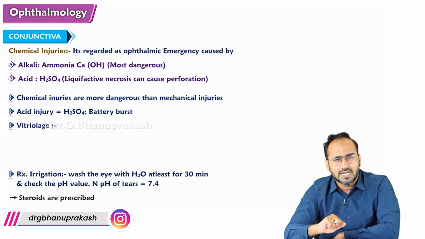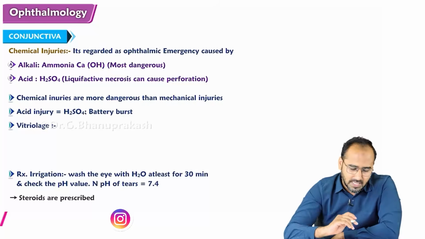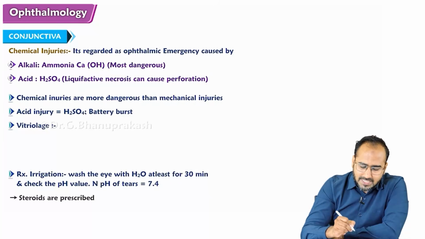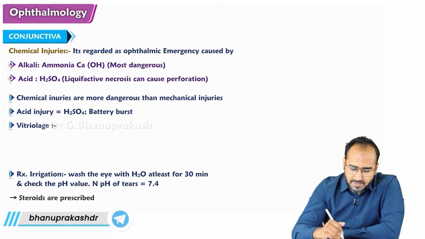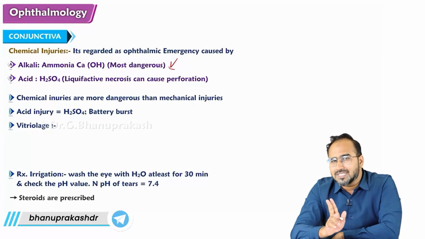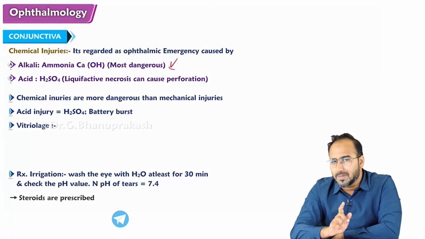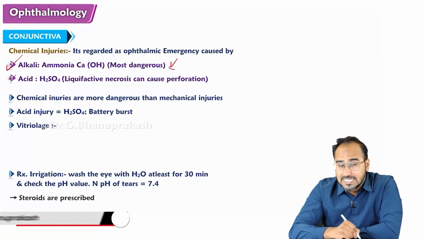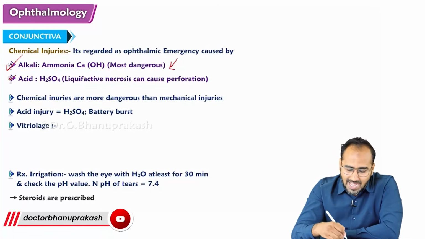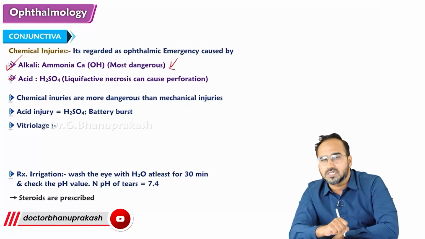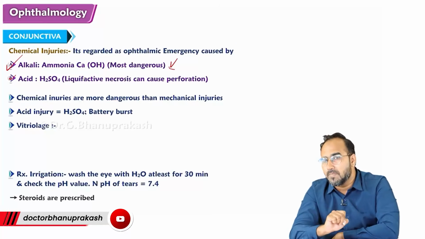Alkali injury, right? So remember, guys, we are discussing the chemical injuries of the eye. In chemical injuries, alkali such as ammonia or calcium hydroxide is the most dangerous. Remember, there are two chemicals that can cause injuries to the eye. One is the acid, the other is the alkali. In alkali, it is ammonia. In acid, it is sulfuric acid, which causes liquefactive necrosis, which can lead to perforation of the cornea, and the patient might become blind.